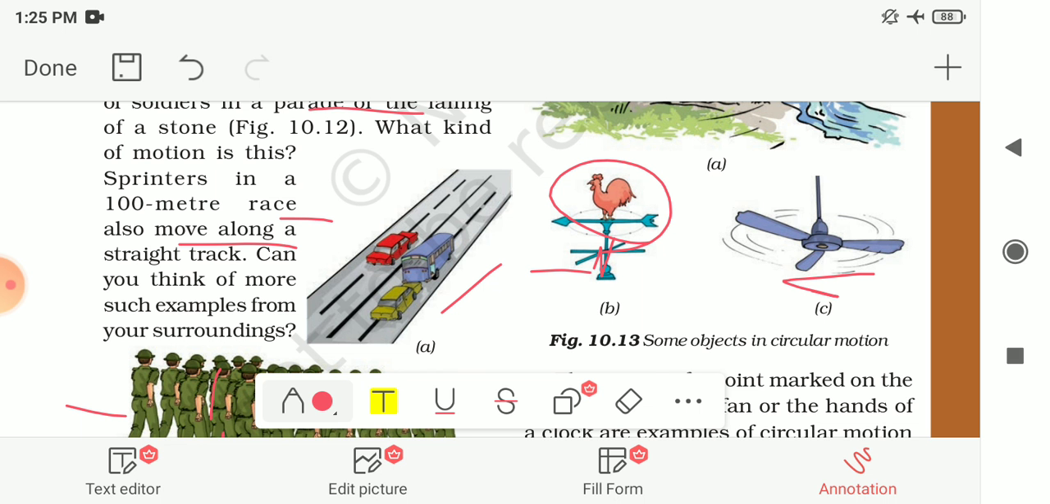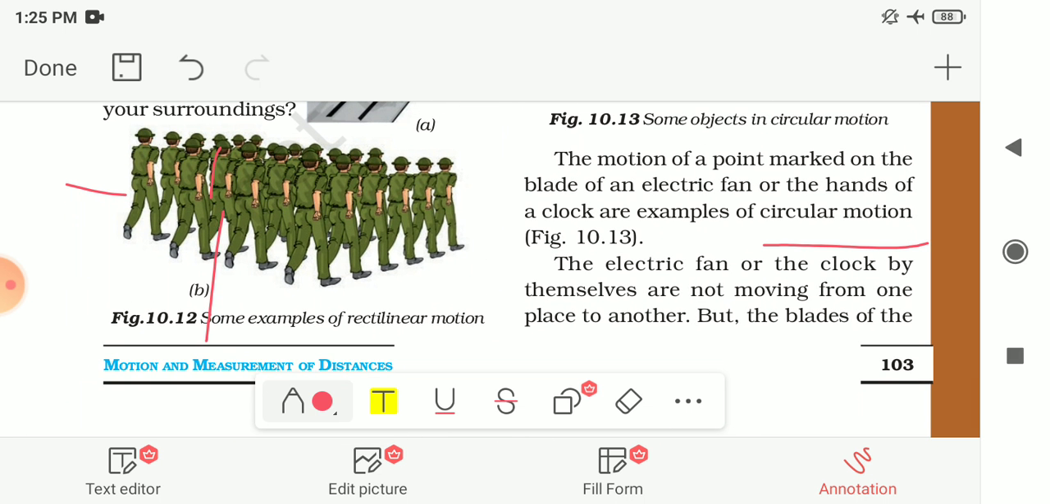Then in the fan, the blades of the fan are also moving in a circular path. So the motion of a point marked on the blade of an electric fan or the hands of the clock are examples of circular motion. In the clock also, the hands are moving in a circular path. If you make a mark on any blade of the fan or any hand of the clock, then the motion of that point is moving in a circular path. So that motion is a kind of circular motion.